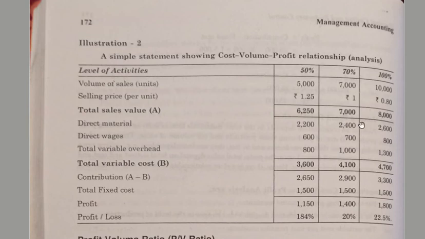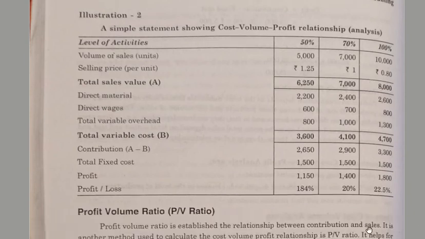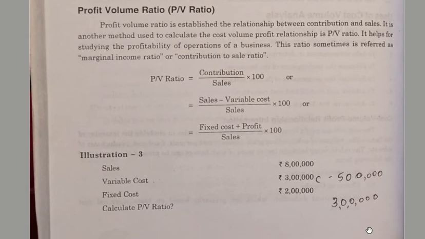1,400 divided by 7,000 into 100, which you get 20%. 1,800 divided by 8,000, which you get 22.5%. The next we are moving on to profit volume ratio.